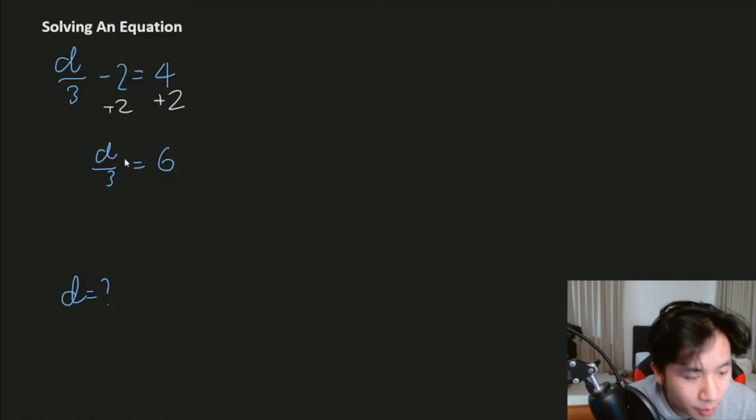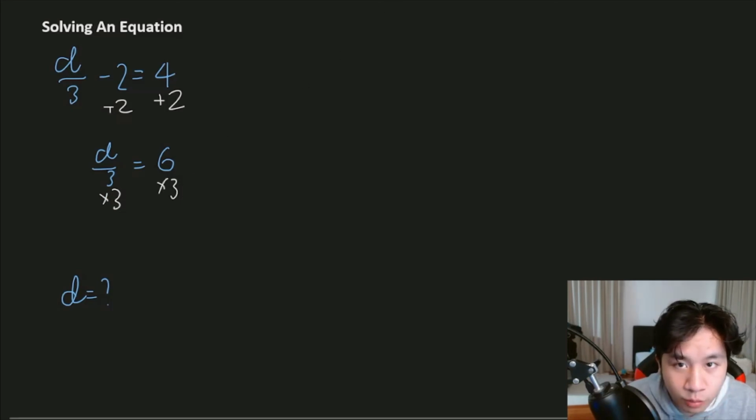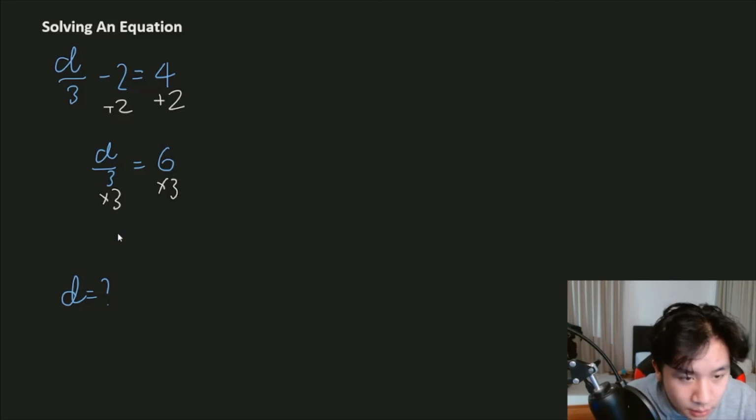Now, if you remember from the previous question, when you have a letter over a number, that just means divide. And so the opposite of divide is times. So I'm going to times 3 both sides. And then what I'm left with is d, whoops, d equals 18.